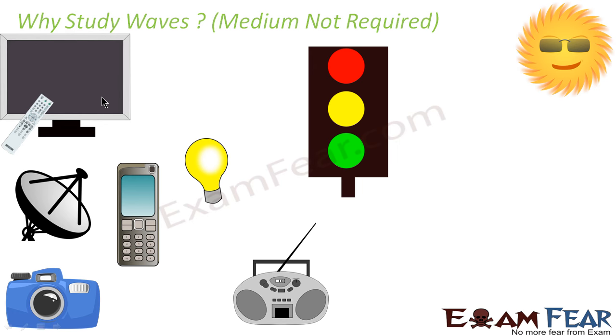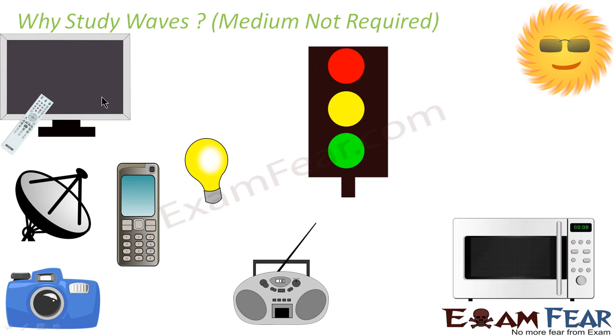The Sun gives us sunlight, so even that travels in the form of light waves. Then there is the microwave, which you generally see in your kitchen. Even there you have microwaves, which are nothing but electromagnetic waves. I'll not go into detail of what kind of waves are there in each of them. Right now I'm just showing you the examples.